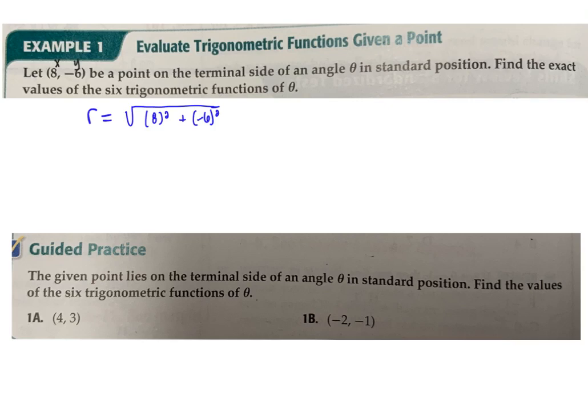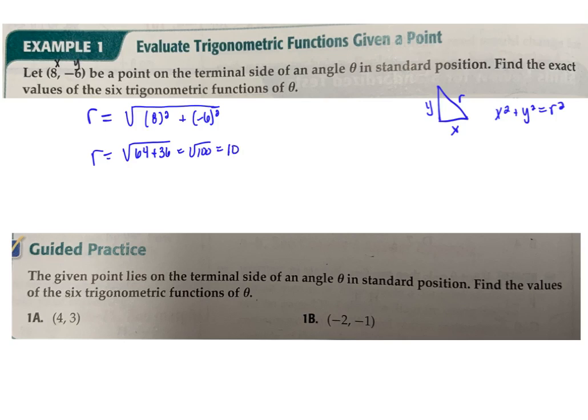This stems from the Pythagorean theorem, which relates my x, my y, and my r: x squared plus y squared equals r squared. So to find r, I take the square root of both sides. This is how I get r. So I'm going to calculate it. What is 8 squared? And then negative 6 squared is? So I have the square root of 100, so my r is 10.